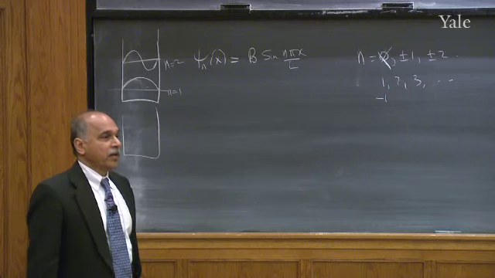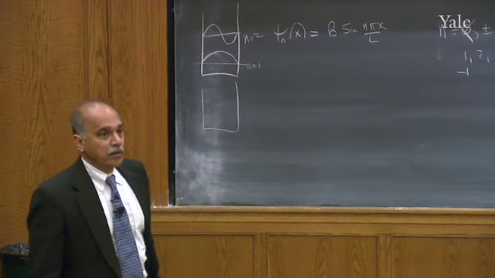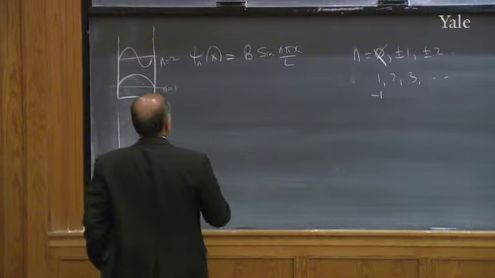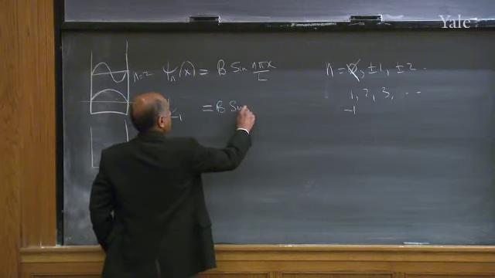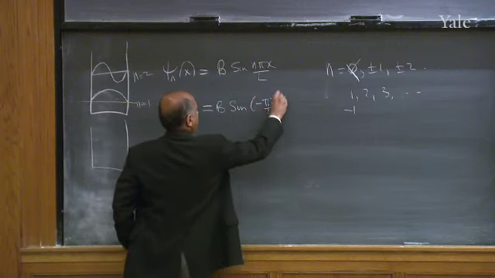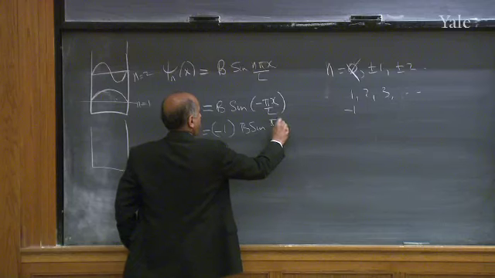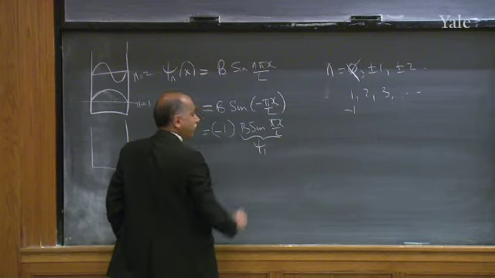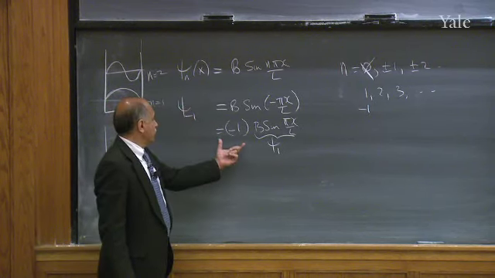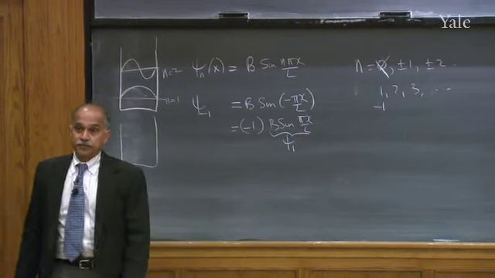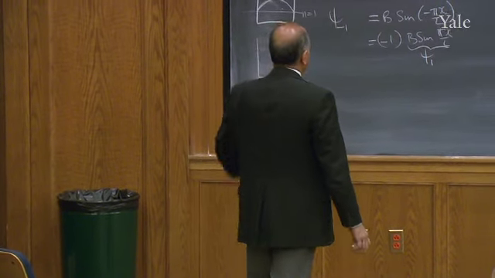Yes? It is the same thing as negative b sine of the positive n. That's correct. If you put n equal to minus 1, the function psi of minus 1 is b sine minus pi x over L, but that is equal to minus 1 times b sine pi x over L. This is just psi 1. So it is just a multiple of the psi 1 function, because minus 1 times the state is the same state. You don't get a new function, you just get a multiple of the old function. And in quantum mechanics, they're all the same.